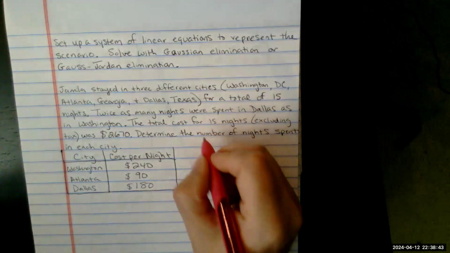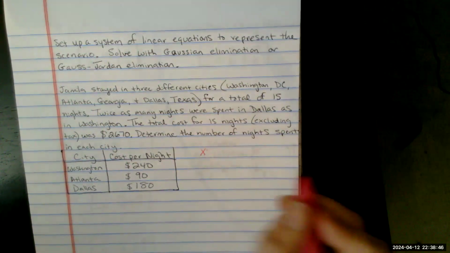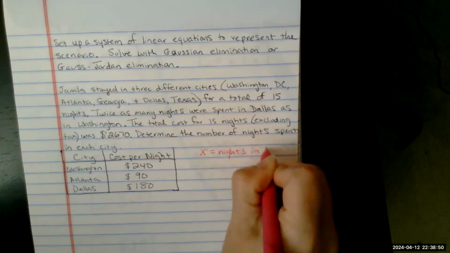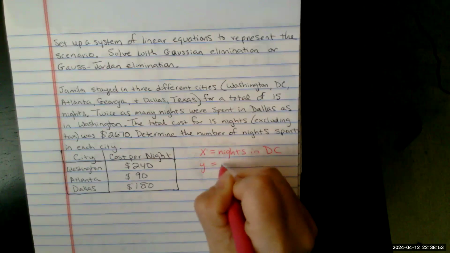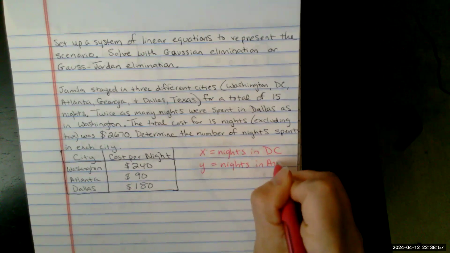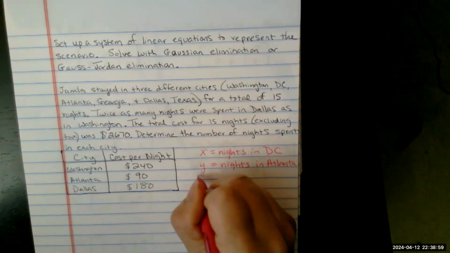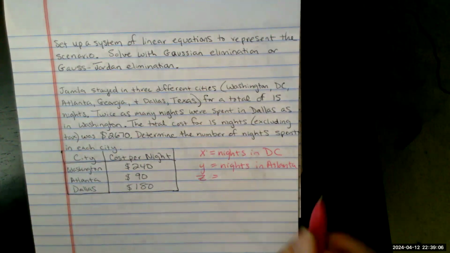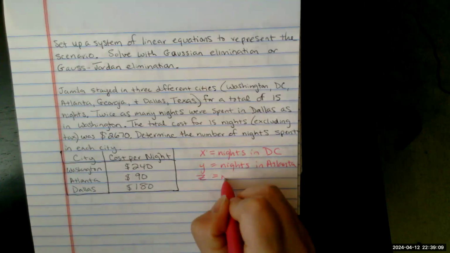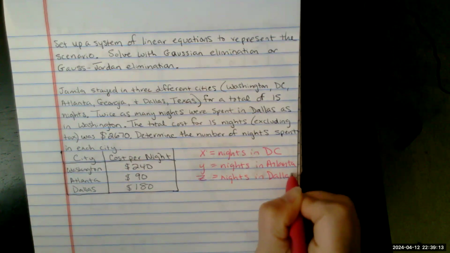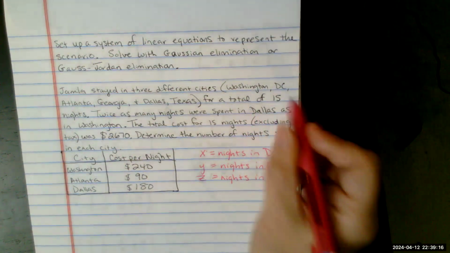So I'm just going to start right now and say that X is nights in D.C. Y would be how many nights in Atlanta. And again, if you can keep this straight, you don't need to list it, but I like to list things so I don't forget halfway through what each one means. So Z is going to be the number of nights in Dallas, for a total of 15 nights.